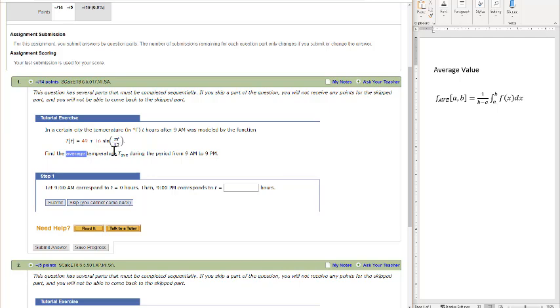Find the average temperature during the period from 9 a.m. to 9 p.m. Okay, so this has some shift to it. We're going in hours, but you have to translate this into t. So if 9 a.m. corresponds to t equal to 0, then 9 p.m. would correspond to t equal to, well, there's 9, 10, 11, 12, plus another 9, so that's going to be 3 plus 9 is 12.